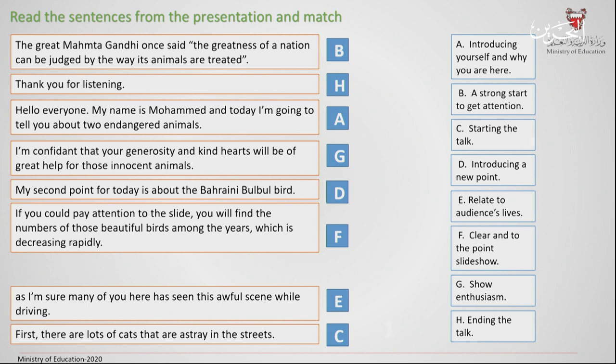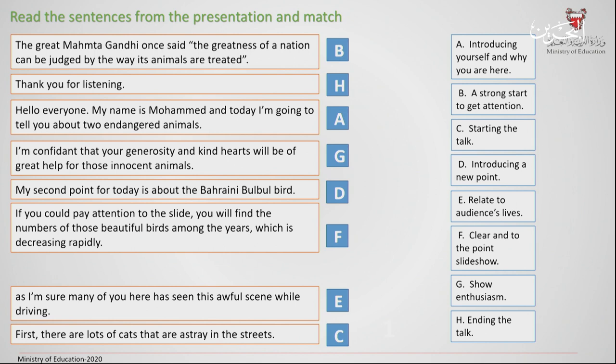It is an introduction because we mentioned our name. And why we are here? We are here because I'm going to tell you about two endangered animals. We mentioned here the reason for our speech. The fourth box, I'm confident that your generosity and kind heart will be of great help for those innocent animals.